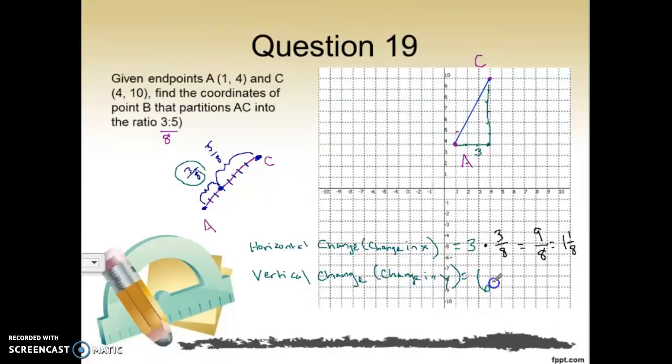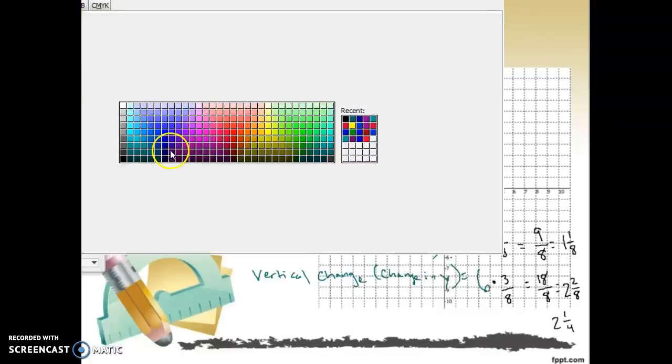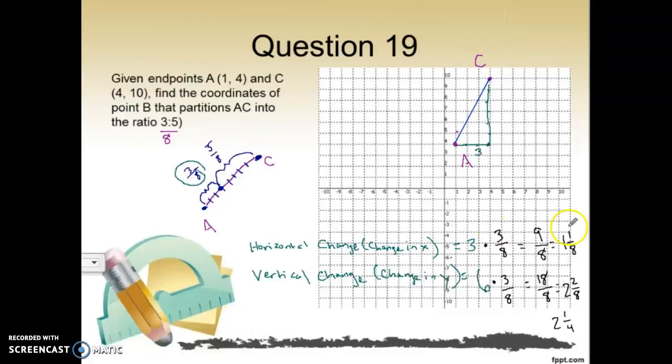All right, for 6, I'm going to multiply that times 3/8, and I get 18/8. 8 goes into 18 2 times to give me 2/8, but we know that 2/8 is the same as 1/4. All right, so what this tells me, now I know this is a little complicated, especially when we threw in some fractions, but I wanted you to see a more difficult version of it. This number tells me that I'm going to go right 1 1/8 places. And this number tells me I'm going to go up that far.